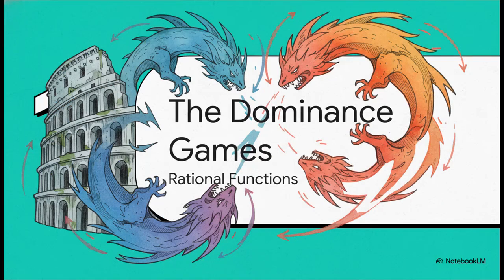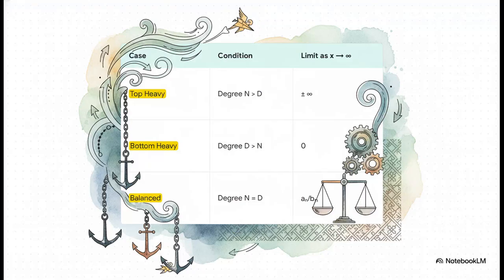Let's kick things off with rational functions, which is just a fancy way of saying a polynomial divided by another polynomial. And the best way to think about their limits at infinity is to imagine a struggle for dominance, a real battle for control between the function on top and the function on the bottom. And the cool thing about this battle, there are only three ways it can end.